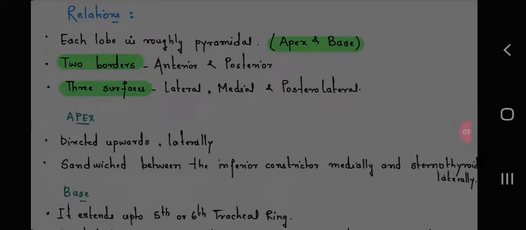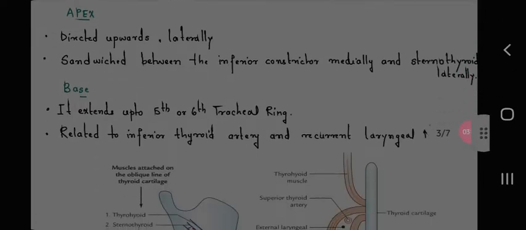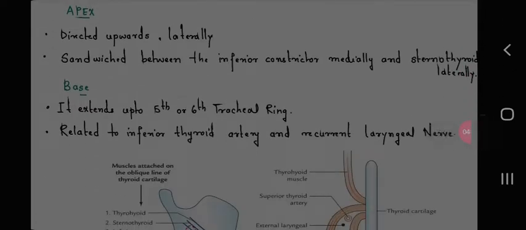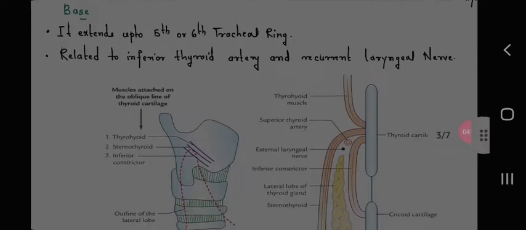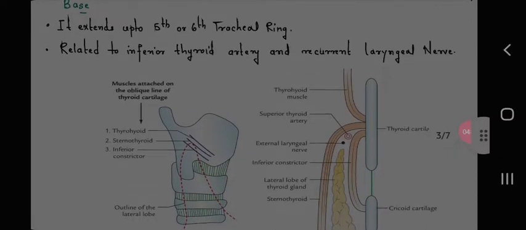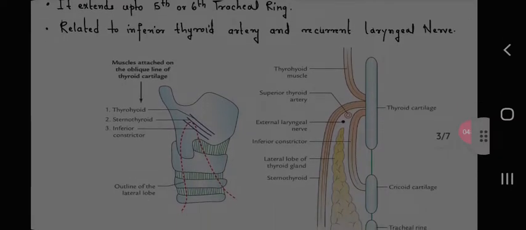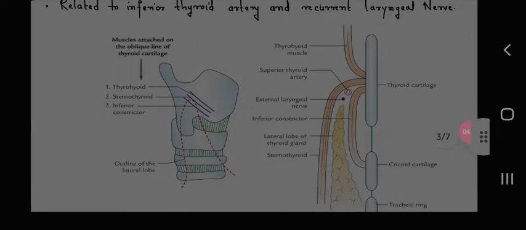Relations. Each lobe is roughly pyramidal: apex and base, two borders, anterior and posterior, three surfaces, lateral, medial and posterolateral. Apex is directed upwards and laterally, sandwiched between inferior constrictor medially and sternothyroid laterally. Base extends up to the fifth or sixth tracheal ring, related to inferior thyroid artery and recurrent laryngeal nerve.